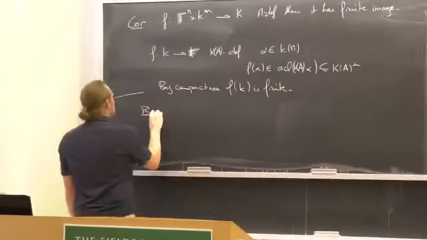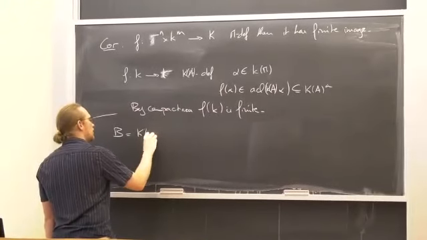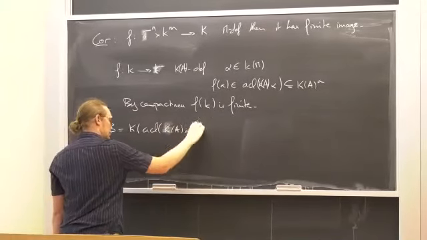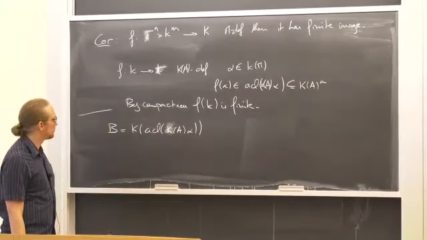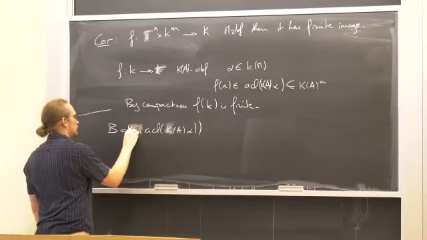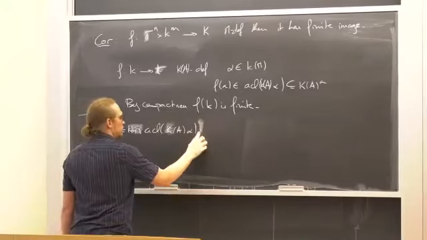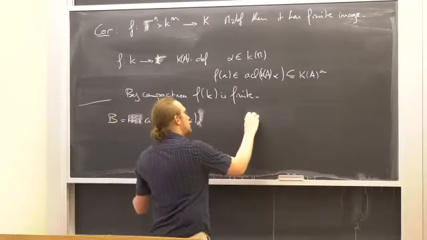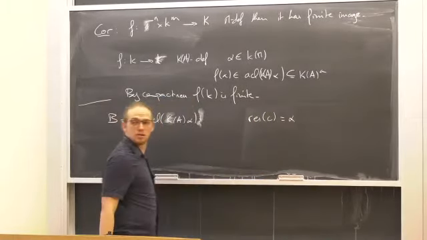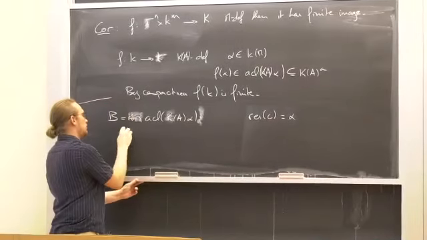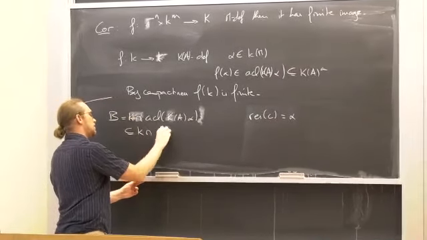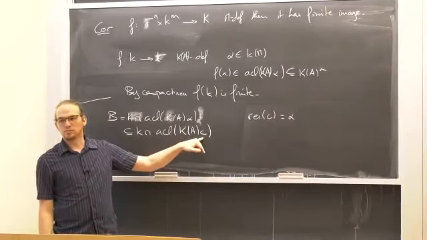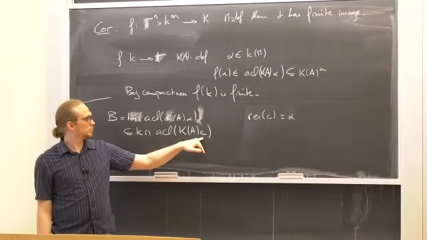So what is B? B is K of ACL of K alpha. So this is ACL in the sense of ACVF. Okay. Res of C is alpha. Okay, so this here is included in K intersect ACL of KAC, because alpha is definable over C. And that's K alpha of KAC in the sense of ACVF.